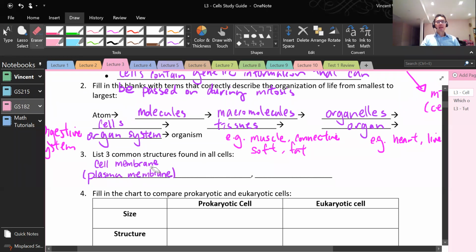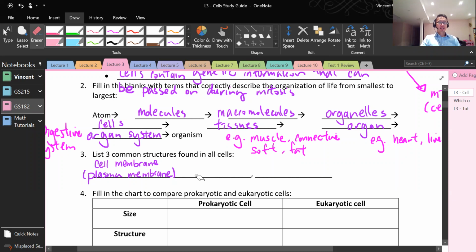Does anybody remember the major component of the cell membrane? We talked about that last class. What is the major component? Yes, phospholipid bilayer. That is correct.